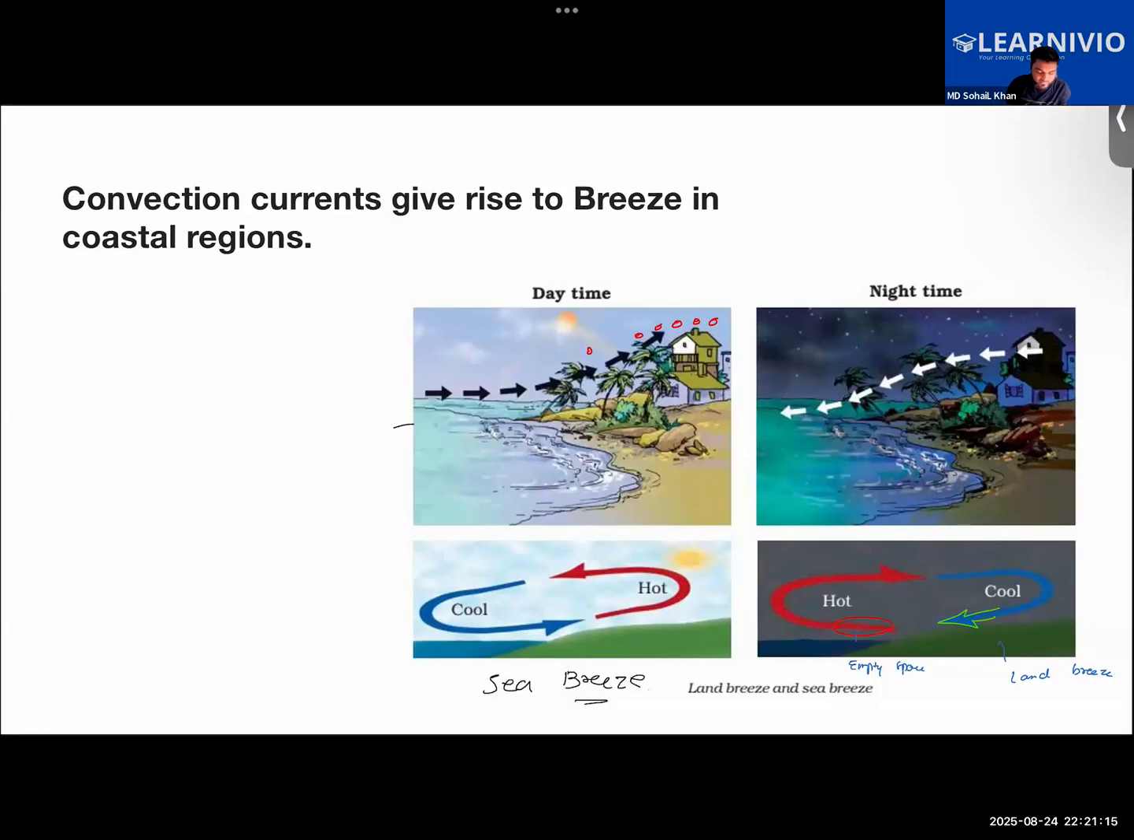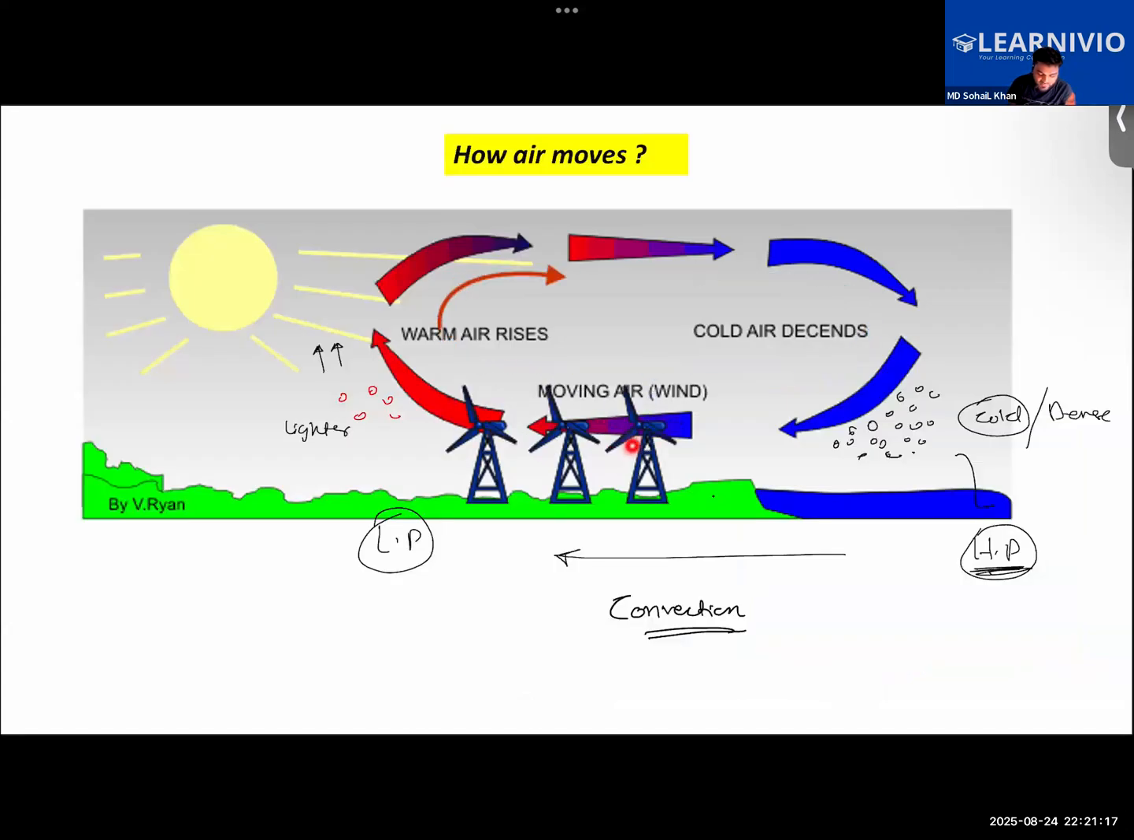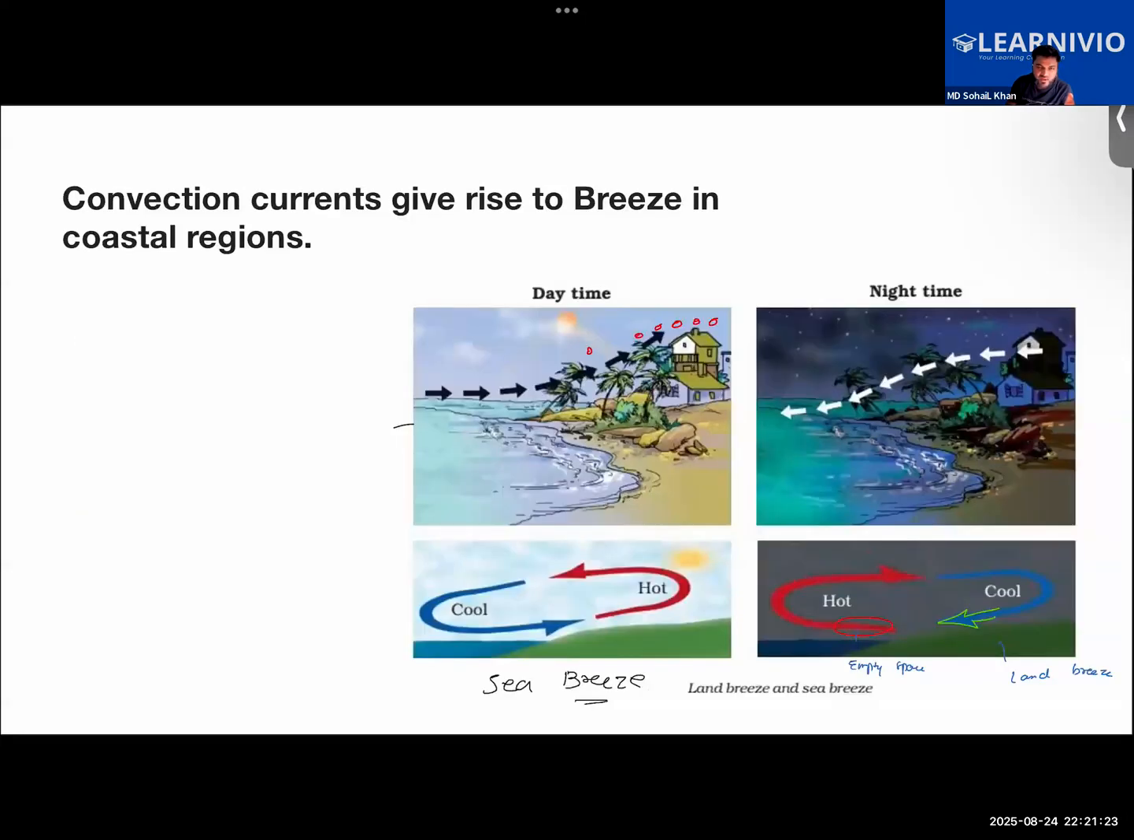So during the daytime, this phenomenon which we have understood is happening in the daytime. In the night, the opposite of this is going to happen. During the daytime when this phenomenon happens, that is called a sea breeze, where the cold air moves from the sea towards the land.